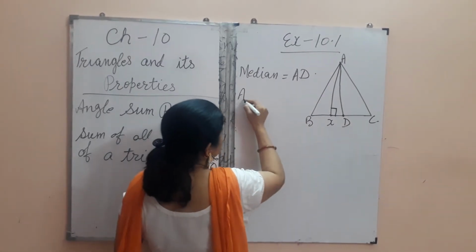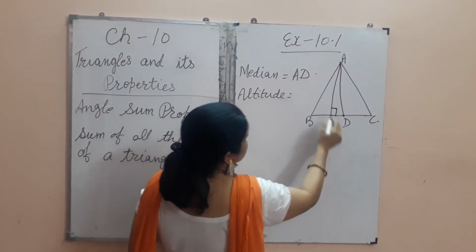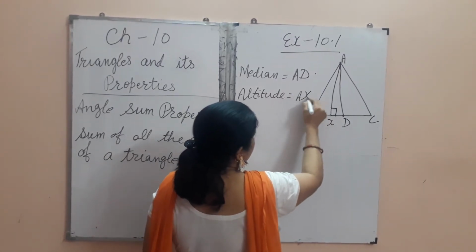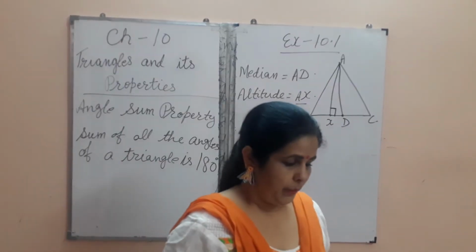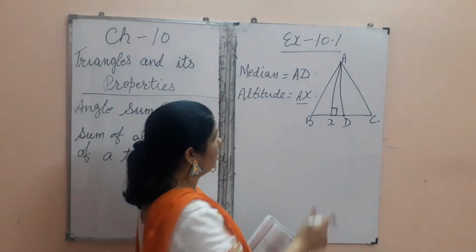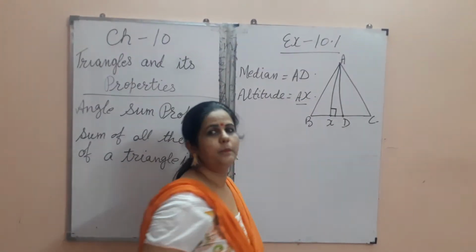So altitude in this, altitude is AX. So AX is altitude and AD is the perpendicular. Sorry, AX is altitude and AD is the median.